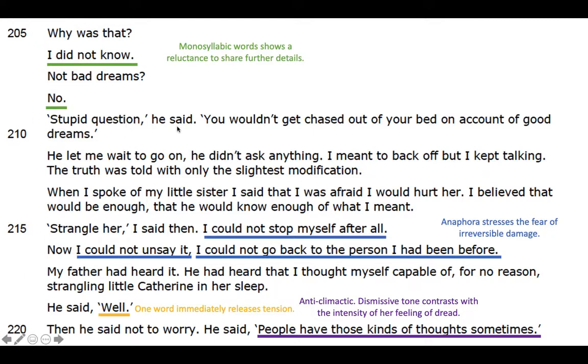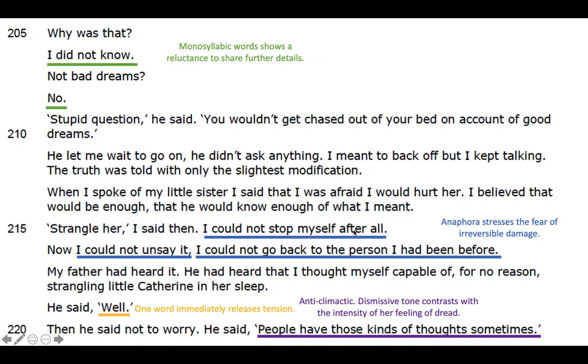So he says, "Stupid question." He said, "You wouldn't get chased out of your bed on account of good dreams." So he's using humour here, and that really kind of comforts her and disarms her. And then she tells him that she's had these thoughts about strangling her sister.